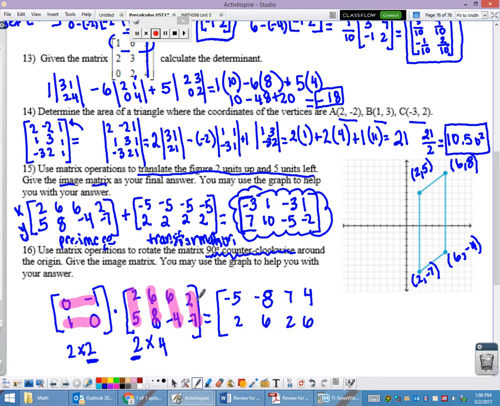Notice all that did is it put all my x values for y, and it negated my y values and made them my x value in my image matrix. So again, that's how a 90 degrees counterclockwise rule works, like when you worked with geometry.